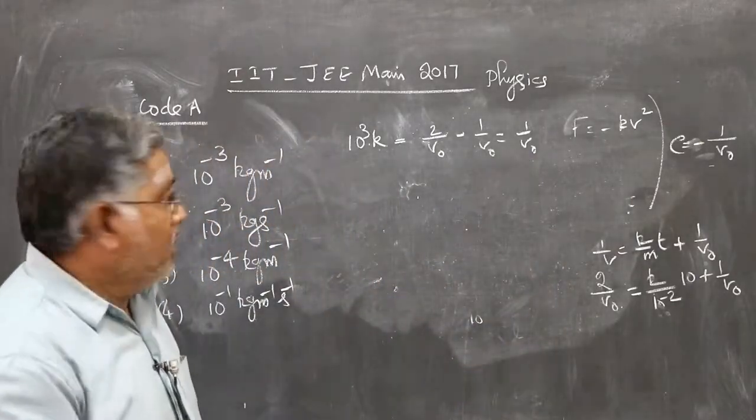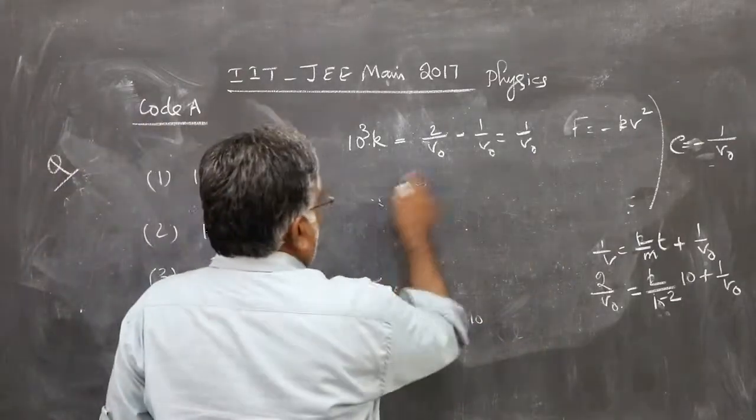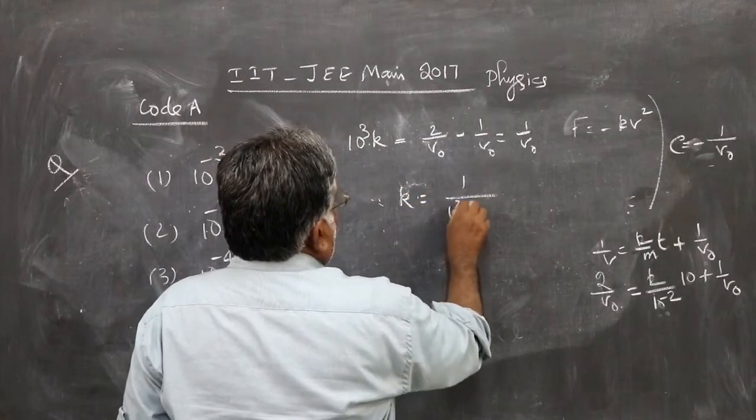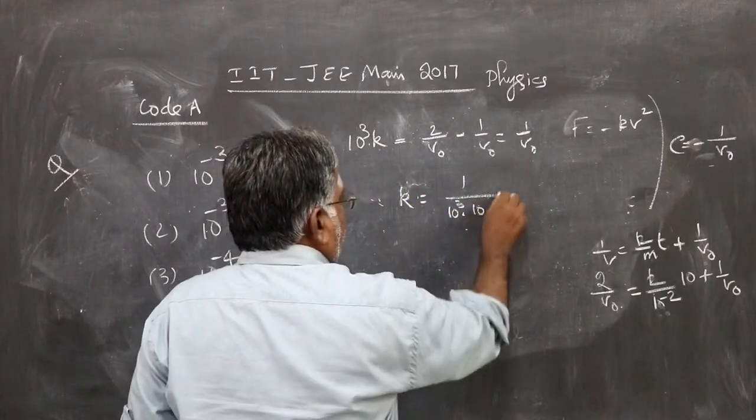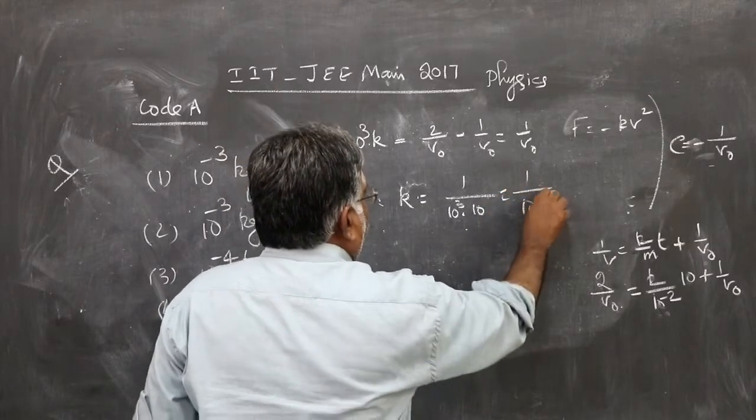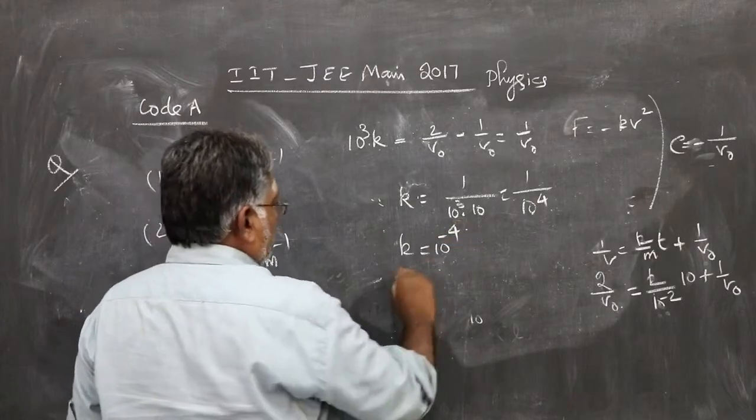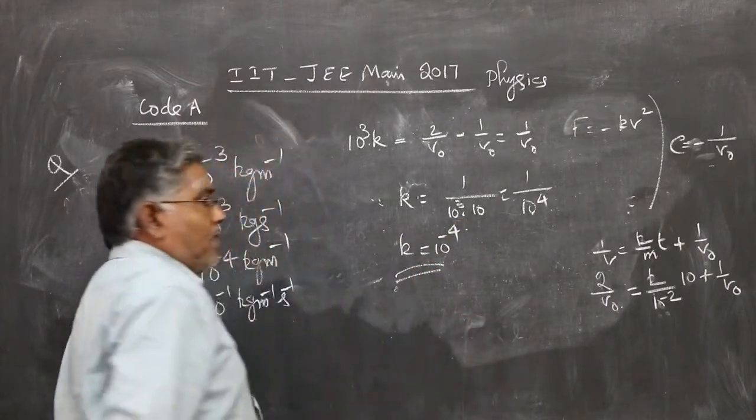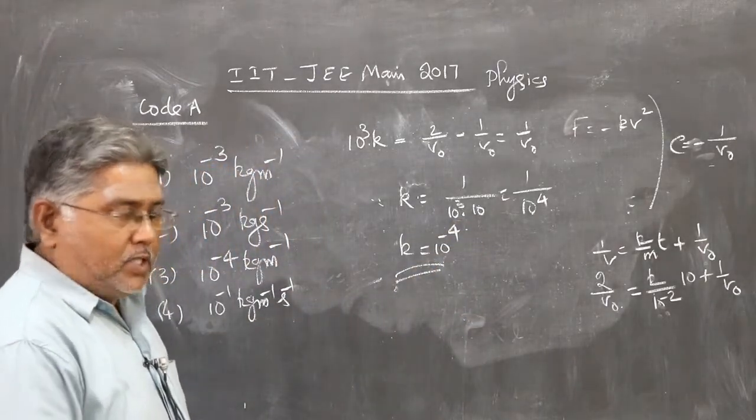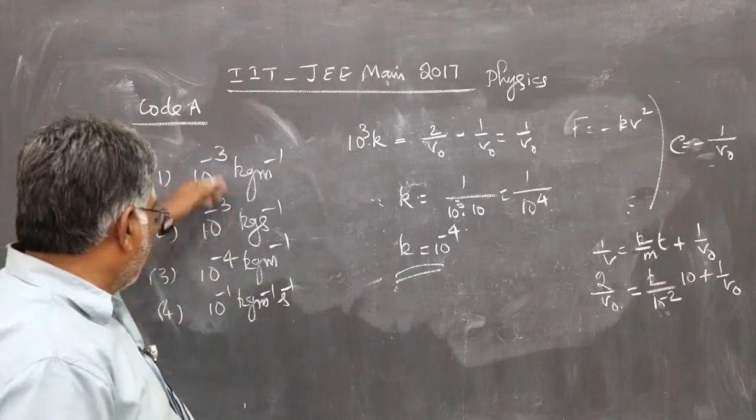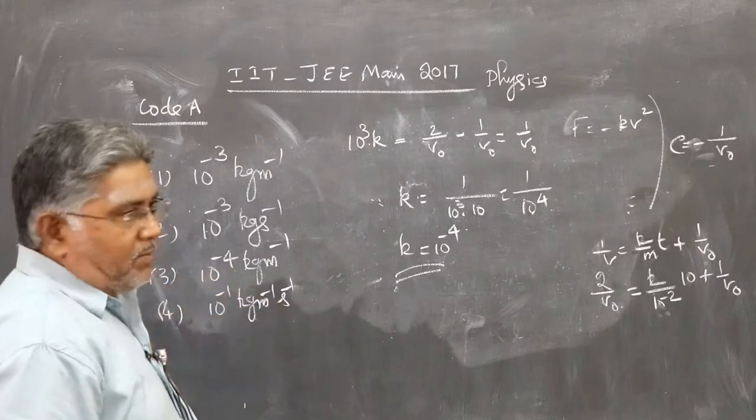Agreed? Therefore, but V0 is 10. So K is equal to 1 by 10 power 3 V0, but V0 is 10. So 1 by 10 power 4, that is K is equal to 10 to the power of minus 4. So option 3 is correct. Unit you don't have to check because there is only one option here with the value 10 power minus 4.